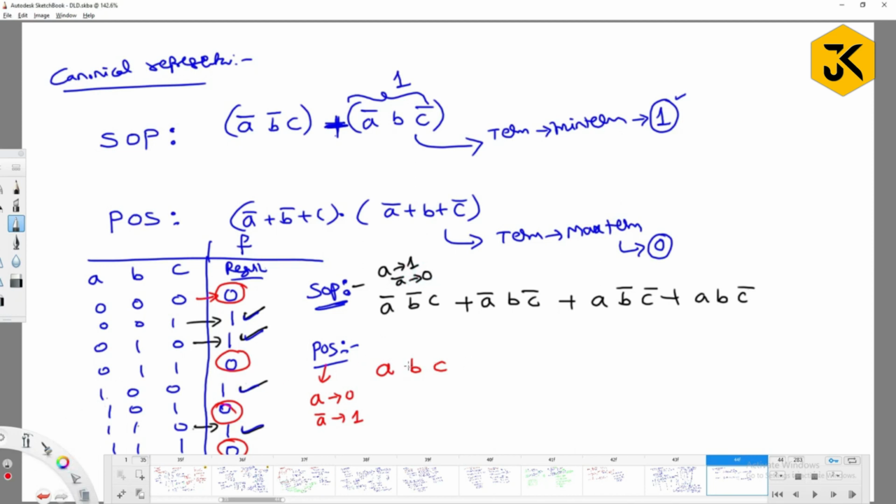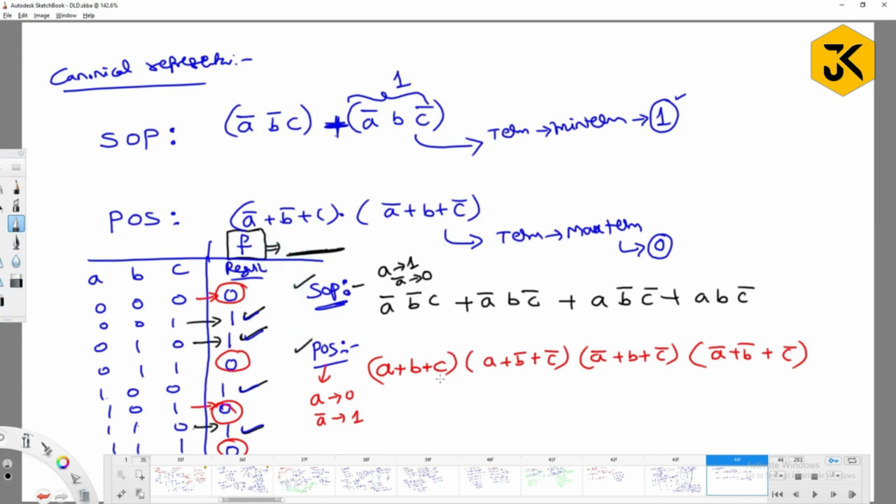Okay, so A, B, C: A plus B plus C. What about this 0? A plus B bar plus C bar, into, what about this 0? A bar plus B plus C bar. What about this 0? A bar plus B bar plus C bar. Okay, fine. This is the corresponding equivalent expression for this function f. Don't worry about what expression they have given; because of that expression, I got the result like this. So the sum of products expression is like this, and the product of sums expression will be like this.